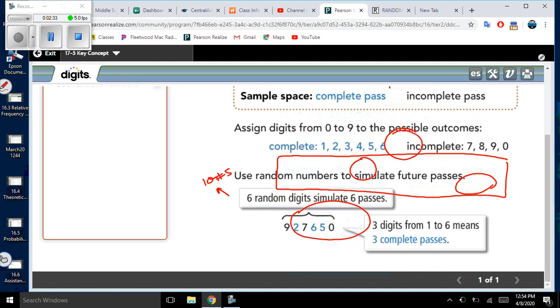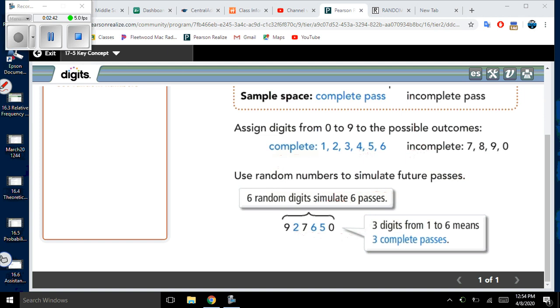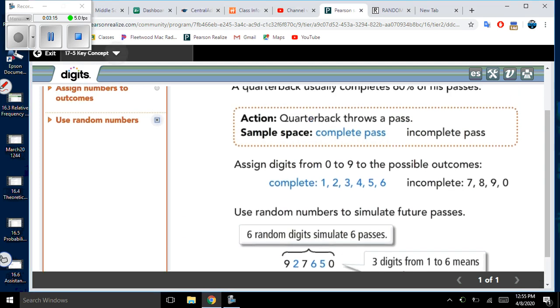So they chose, and I'll show you this a little bit later, a random number generator on the internet. They used a random number series, and randomly generated the following 6 numbers: 9, 2, 7, 6, 5, 0. From those 6 passes, you can see that 3 of those passes were complete. So the simulation would mean 3 of the 6 passes were complete, for 50%. So the simulation is closely related in this situation to the actual theoretical probability. All right, let's move ahead then to part 1 and show you some examples here.